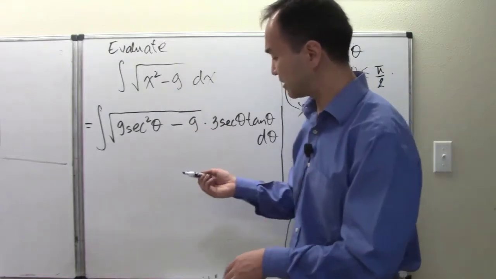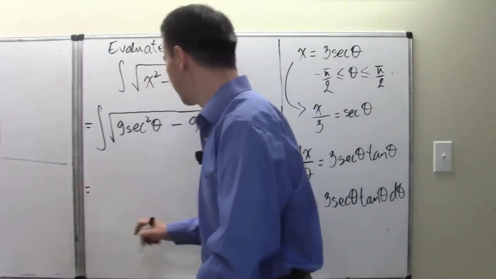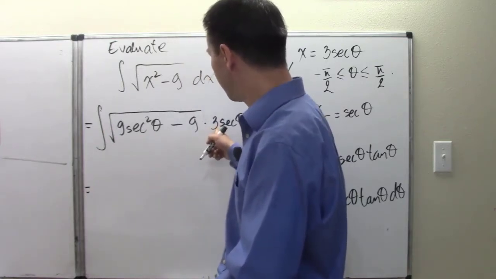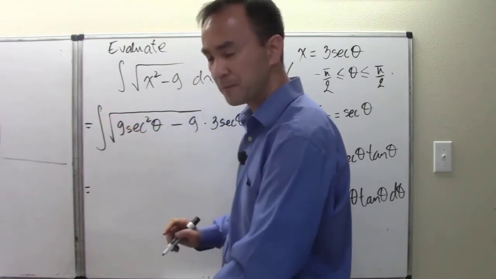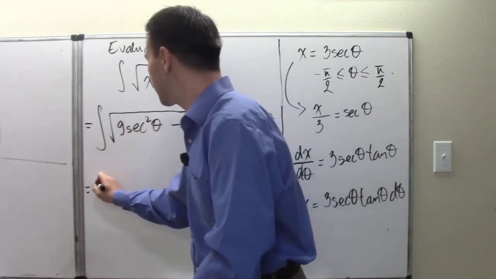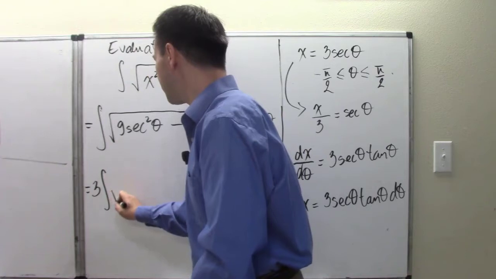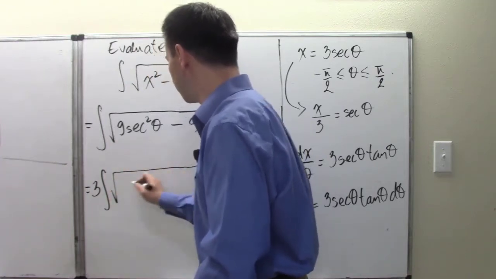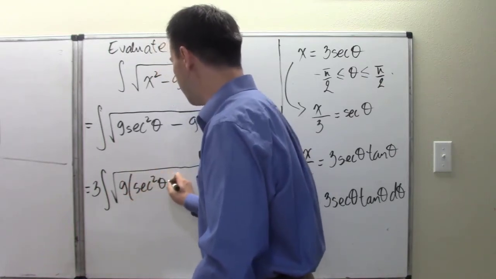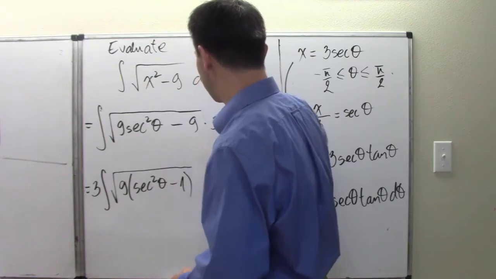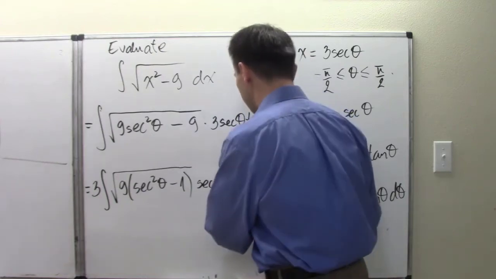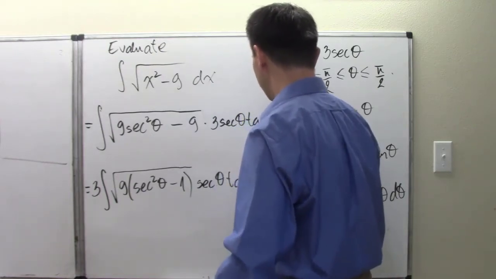Once we do our substitution, in the next step I can have that common factor, that coefficient here, pulled out in front, and this common factor 9 inside of my square root can also be factored out. So now I have 3 times the integral. Inside of my square root I have 9 factored out, and then secant square of theta minus 1. Then I have times secant theta times tangent theta, and with a d theta.